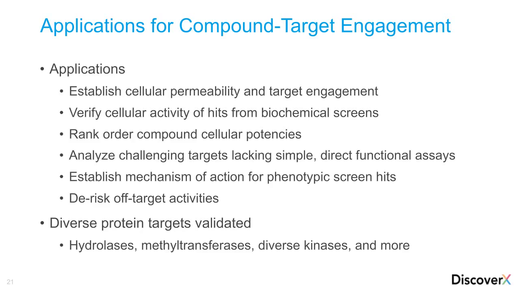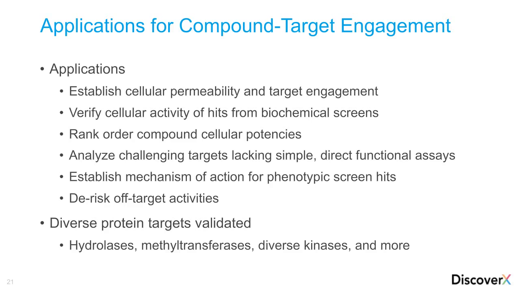The applications were mentioned at the beginning of the talk, and they're summarized here. Obviously you want to establish cellular permeability, something that is not done through biochemical screens. And you want to obtain target engagement of your protein with your compound of interest. You want to verify cellular activity from hits from your biochemical screen. Rank order the compound cellular potencies during your lead optimization steps. Analyze targets that may lack a simple or direct functional assay, which may not be available. They're hard to come by for more unique targets.